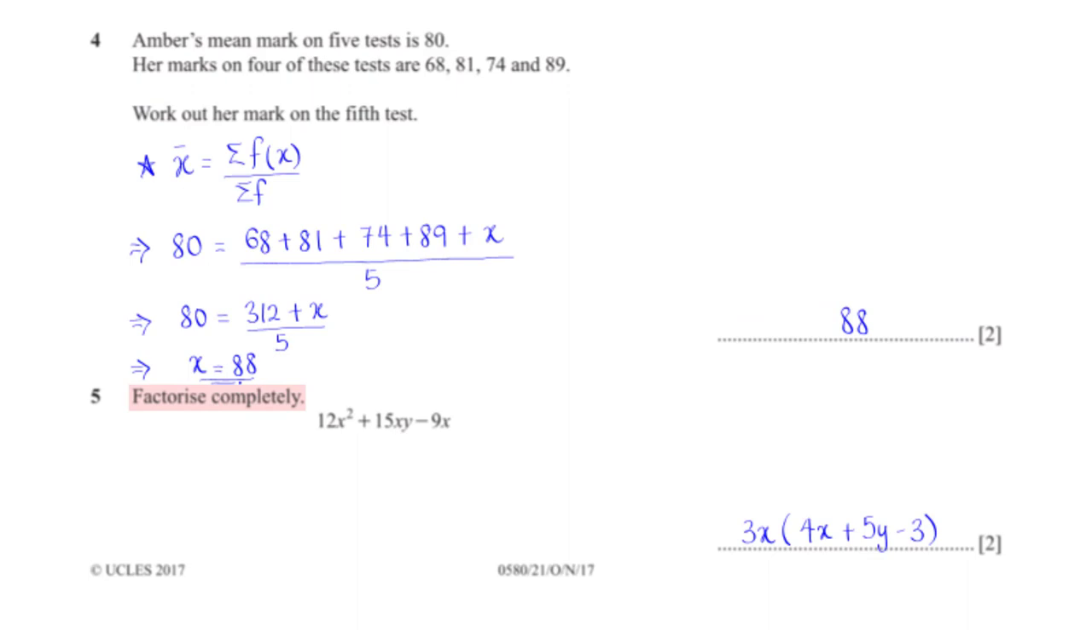Factorize completely. 12x squared plus 15xy minus 9x. The common factor for all the terms is 3x, and when we factor that out, we are left with 4x plus 5y minus 3. Since we cannot factorize this further, this will be our final answer.